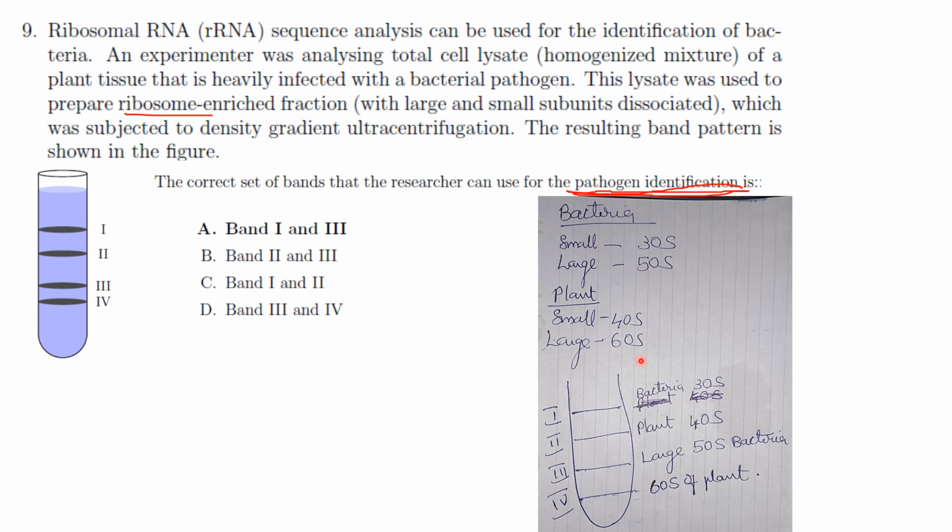So the subunits will be 30S and 50S. They come in bands 1 and 3. So bands 1 and 3 are that of the bacteria. The other 2 are of the plant. So 1 and 3 is the answer.